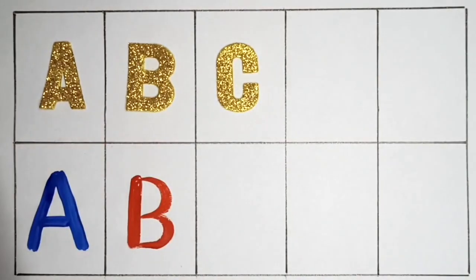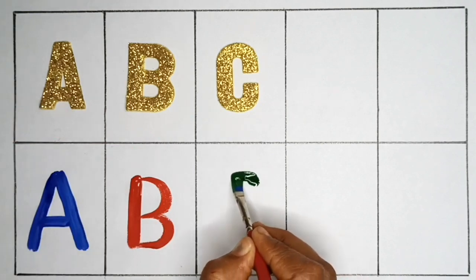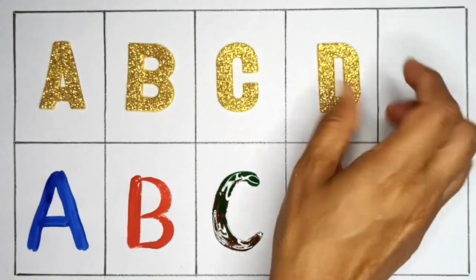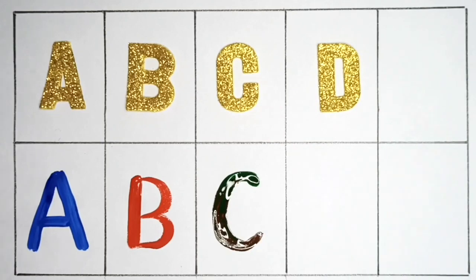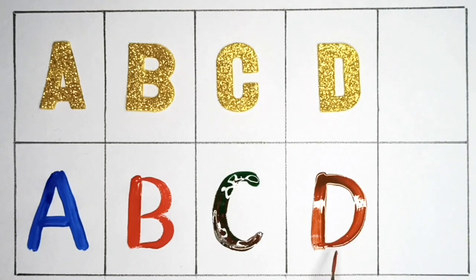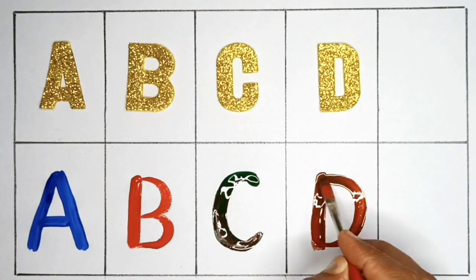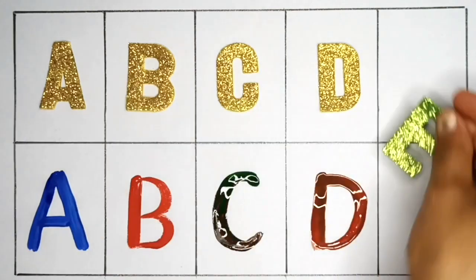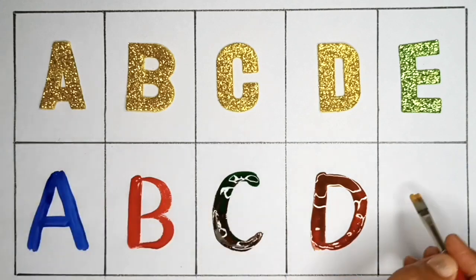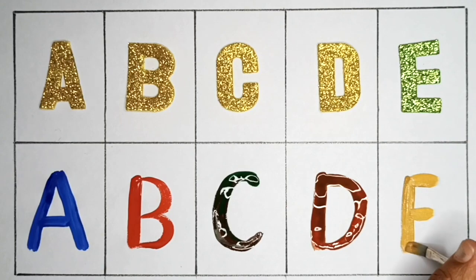C for cat. Green color. D for dog. Brown color. E for elephant. Yellow color. Thank you.